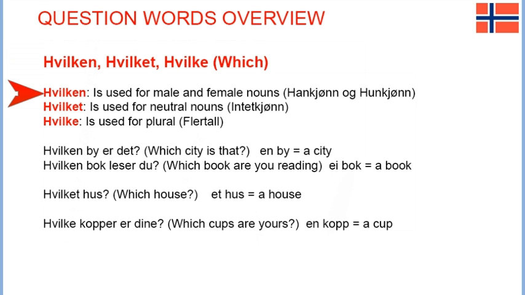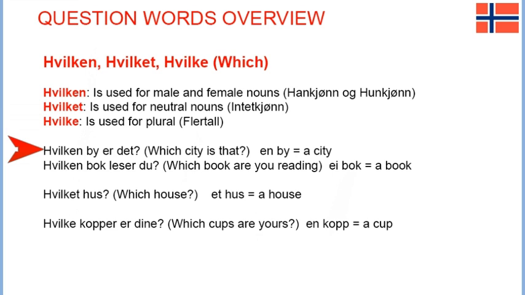If we just go through here, hvilken, for male and female nouns. Hvilken bil er det? Which car is that? Hvilket. Generally the T in neutral nouns is silent. You can also use it silent here, but it's better to say hvilket hus. But you might hear hvilke hus for a neutral noun, but then it can be confused with hvilke, which is used for plural.